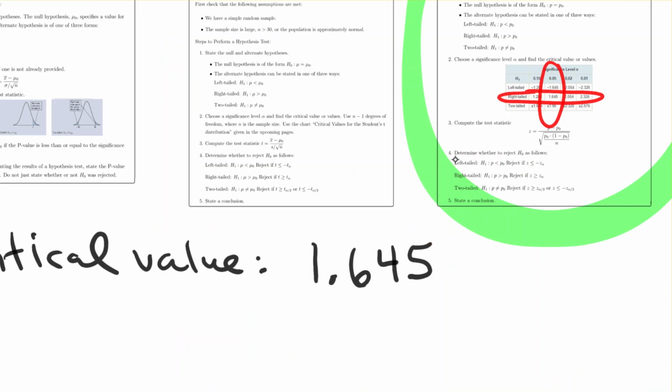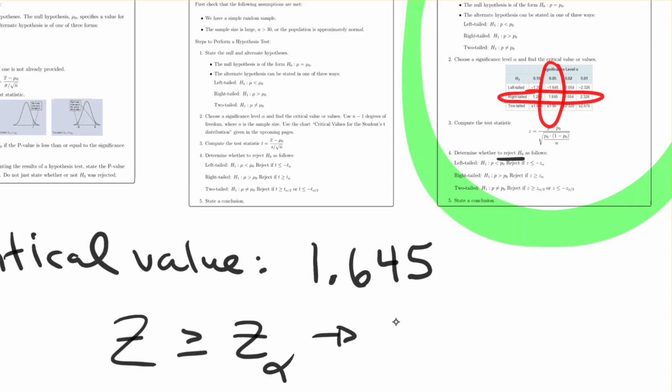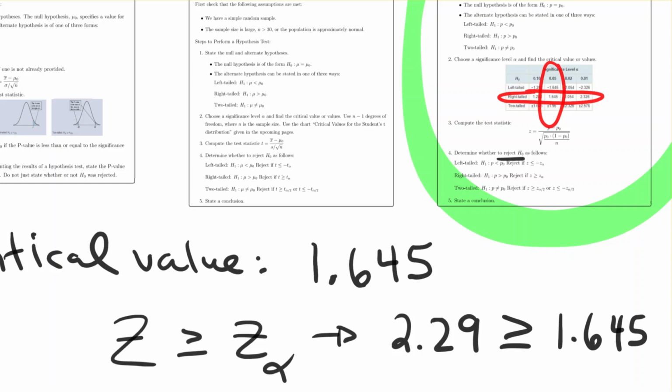Next, as we consider step 4, we can determine whether to reject our H naught as follows for a right-tailed test: if your test statistic Z is greater than or equal to your critical value Z alpha. Now here, we found that our test statistic Z was 2.29, and indeed that is greater than or equal to my critical value of 1.645 from the chart. So from this in step 4, we know that we will reject H naught.